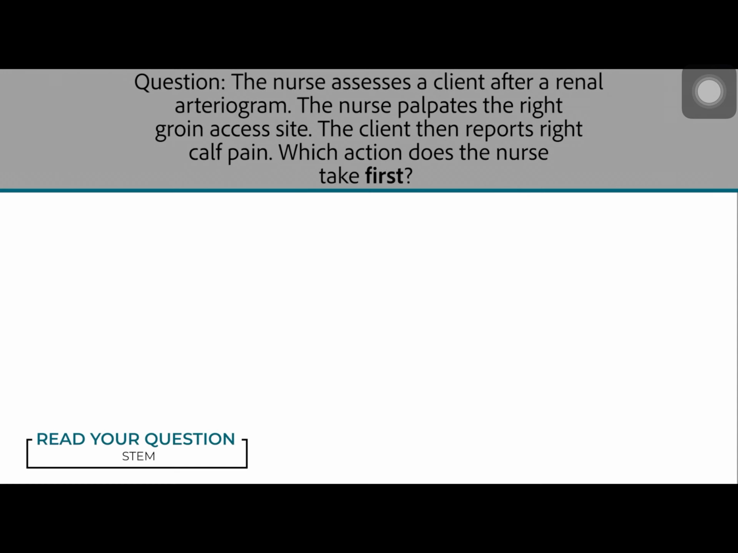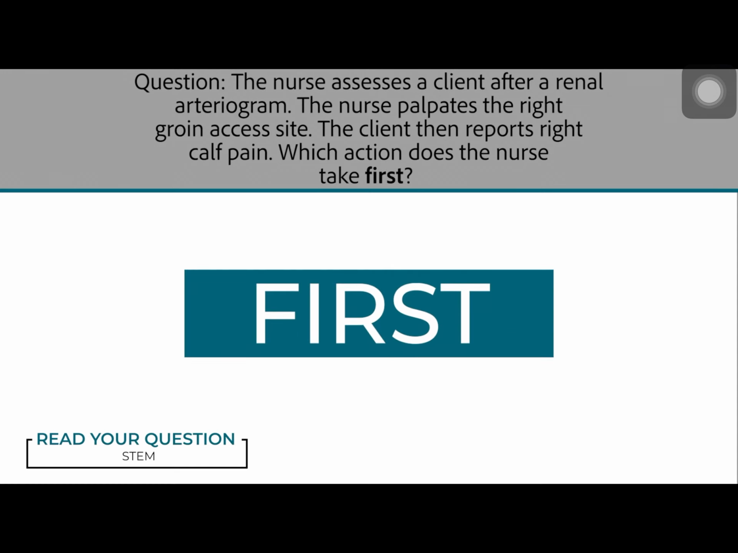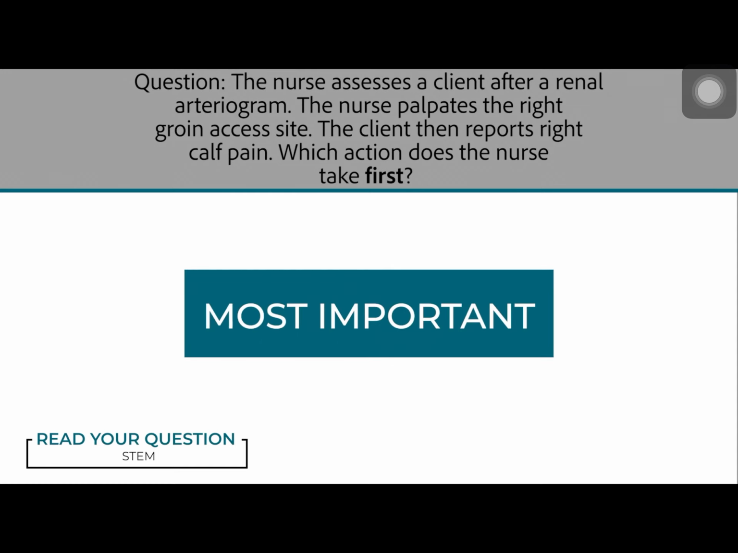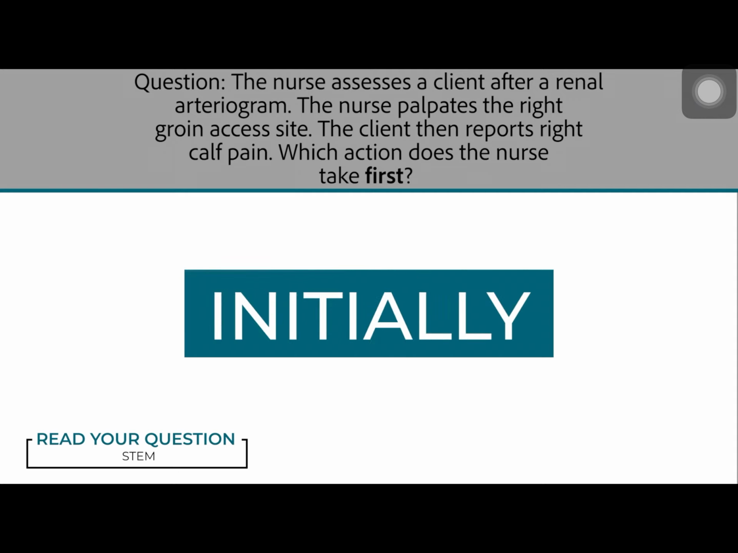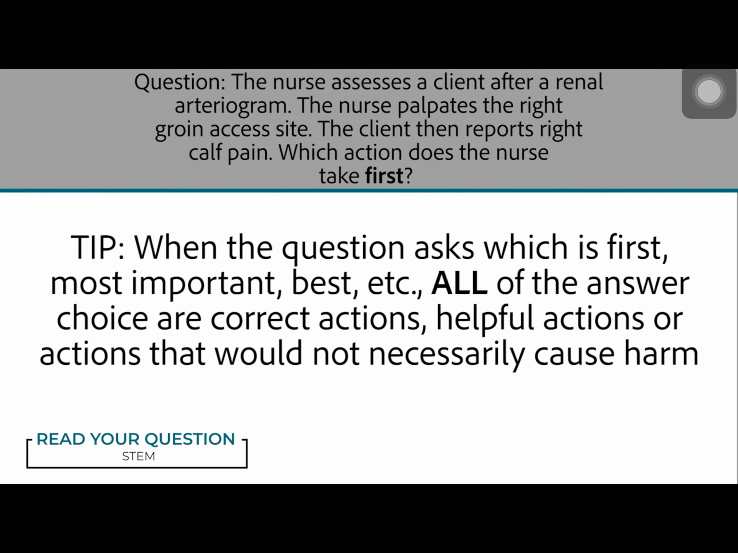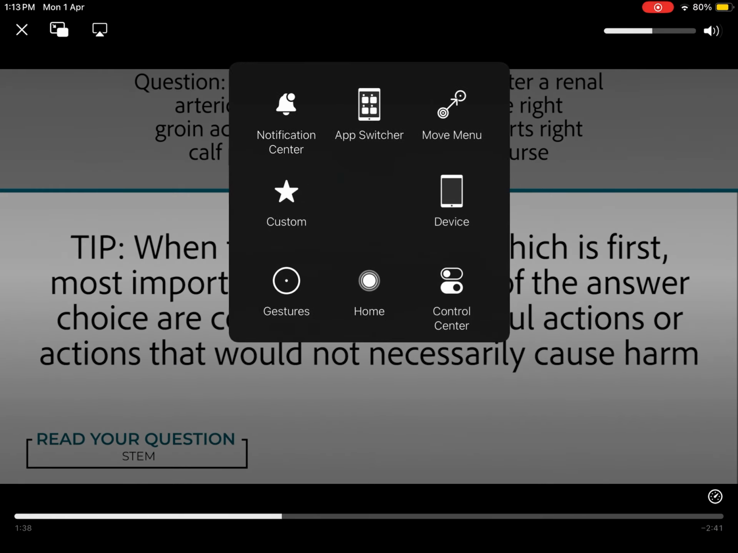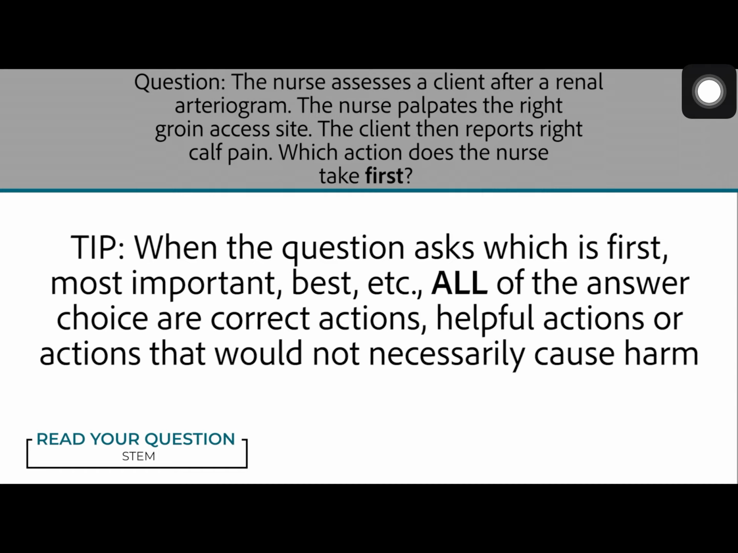Pay attention for any keywords such as first, most important, best, priority, initially. Those indicate that it is a prioritization question. That means all of the answer choices are going to be correct actions. They're going to be things the nurse should consider doing.